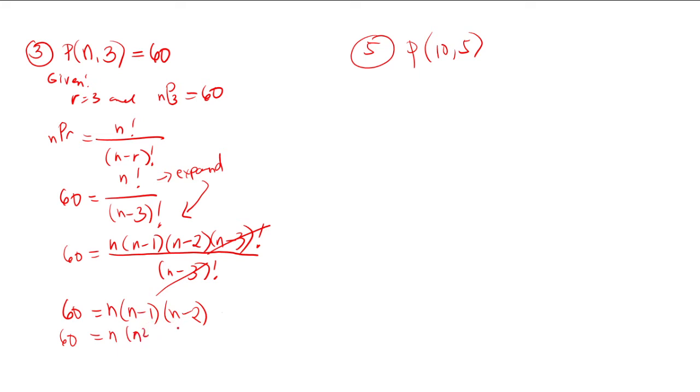Negative 1 times n, negative n. n times negative 2n, so you have negative 3n. Okay? Next, negative 1 times negative 2 is positive 2. Okay, so we have 60 is equal to n times n square is n cubed, minus n times negative 3n is 3n square. n times 2 is 2n.